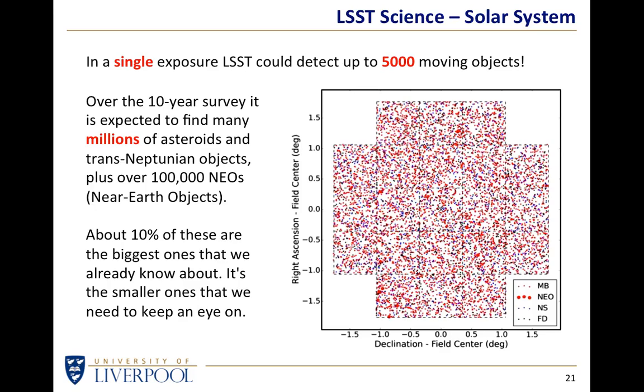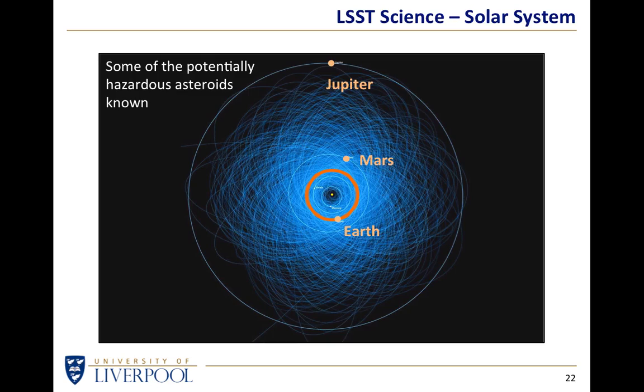And for those that are near-Earth objects that are in danger of hitting the Earth, that's quite an important role in itself. We know that there are huge numbers of near-Earth objects out there, some of them potentially hazardous because they have orbits that cross the orbit of the Earth.